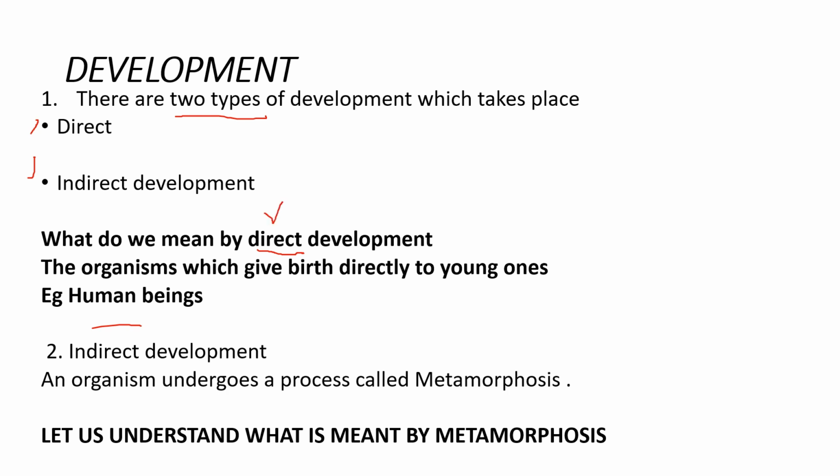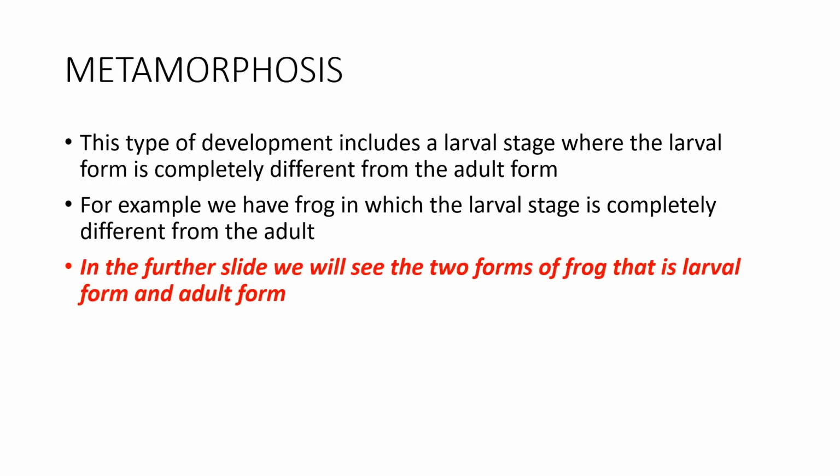Now what is indirect development? Indirect development is nothing but an organism undergoes a process called metamorphosis. What is this metamorphosis? A new term, also a keyword for us. Let us understand what is meant by metamorphosis. Metamorphosis is when an organism has a larval stage where the larval form is completely different from the adult form. Now for example, if we take frog, right?